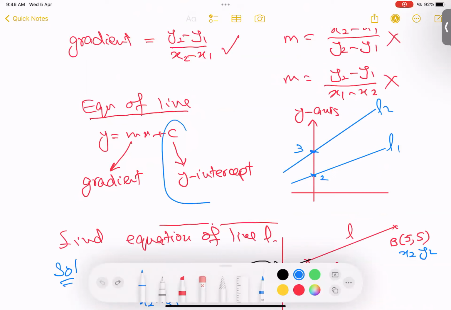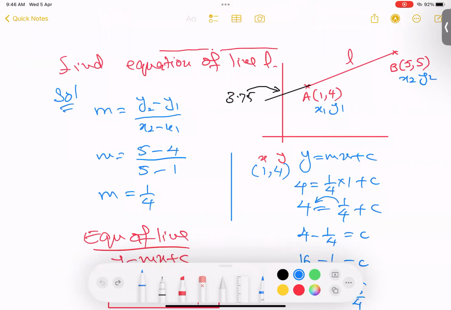So c is called where a line is cutting the y-axis. For example, for line number 2, 3 is called the c value. So the c value is 3. And for line number 1, what is the c value? 2. Where the line cuts the y-axis. Clear. Then we did one example, equation of line.